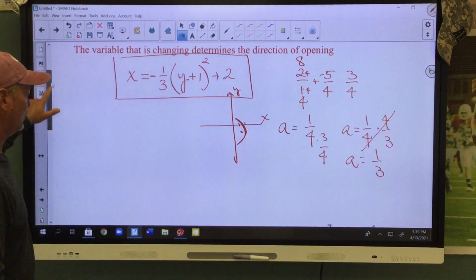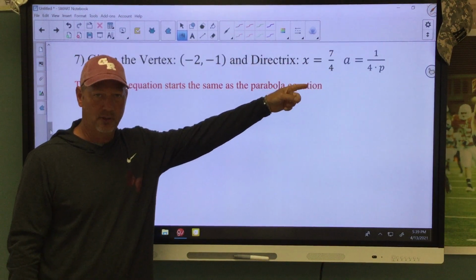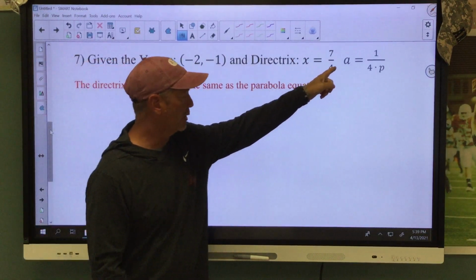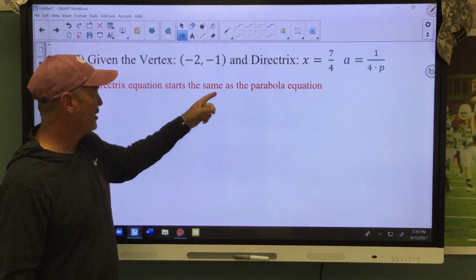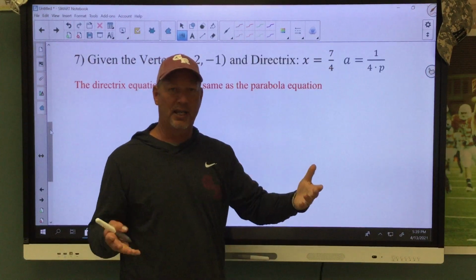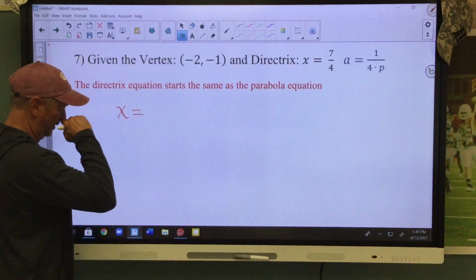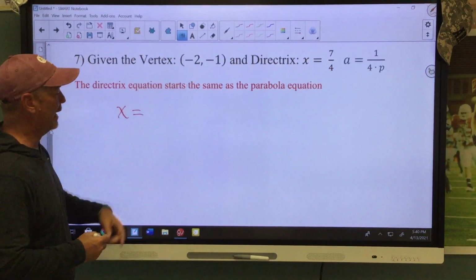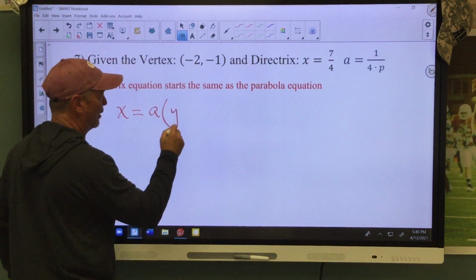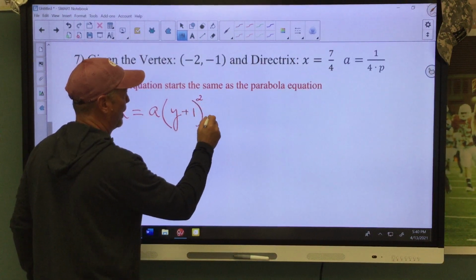Let's try another one. This time they give us the vertex and the directrix. Okay? Read what they tell you. That the directrix equation, my directrix equation, starts the same as the parabola equation. So this is x equals, so my final equation will be x equals. So we're going to say that x equals, I'm going to use my vertex. I do not know my a value, but we're going to substitute in the vertex numbers, and we're going to say plus 1 squared minus 2.